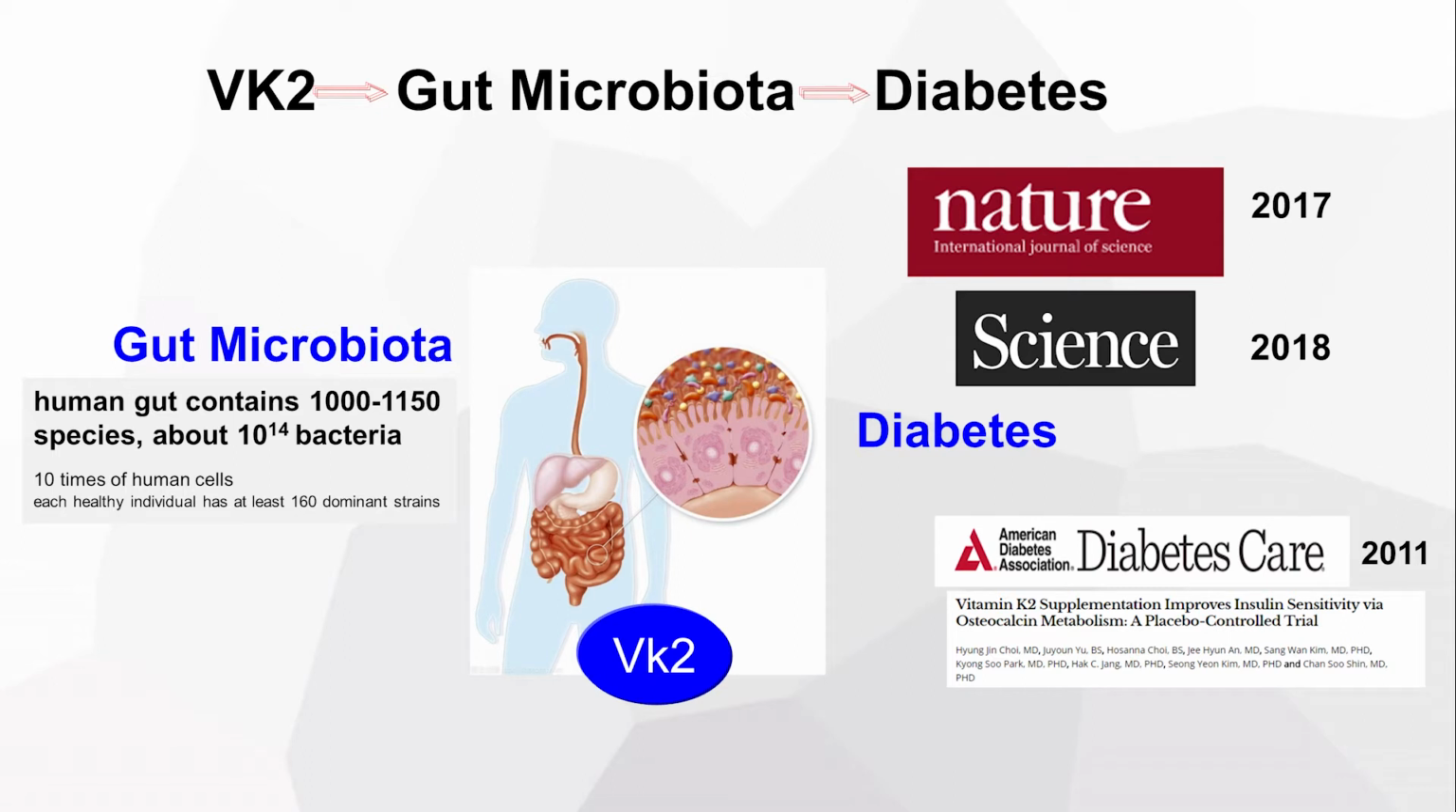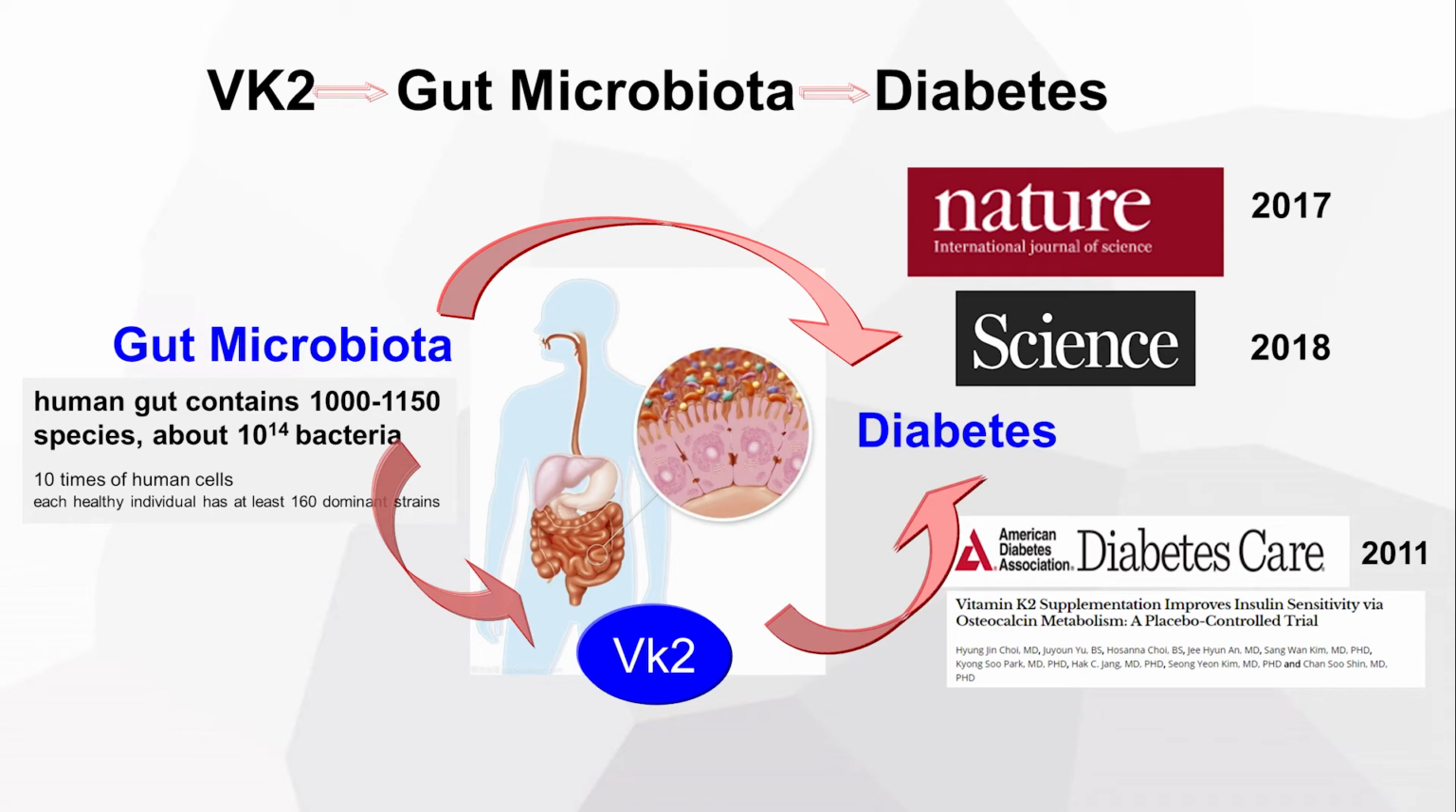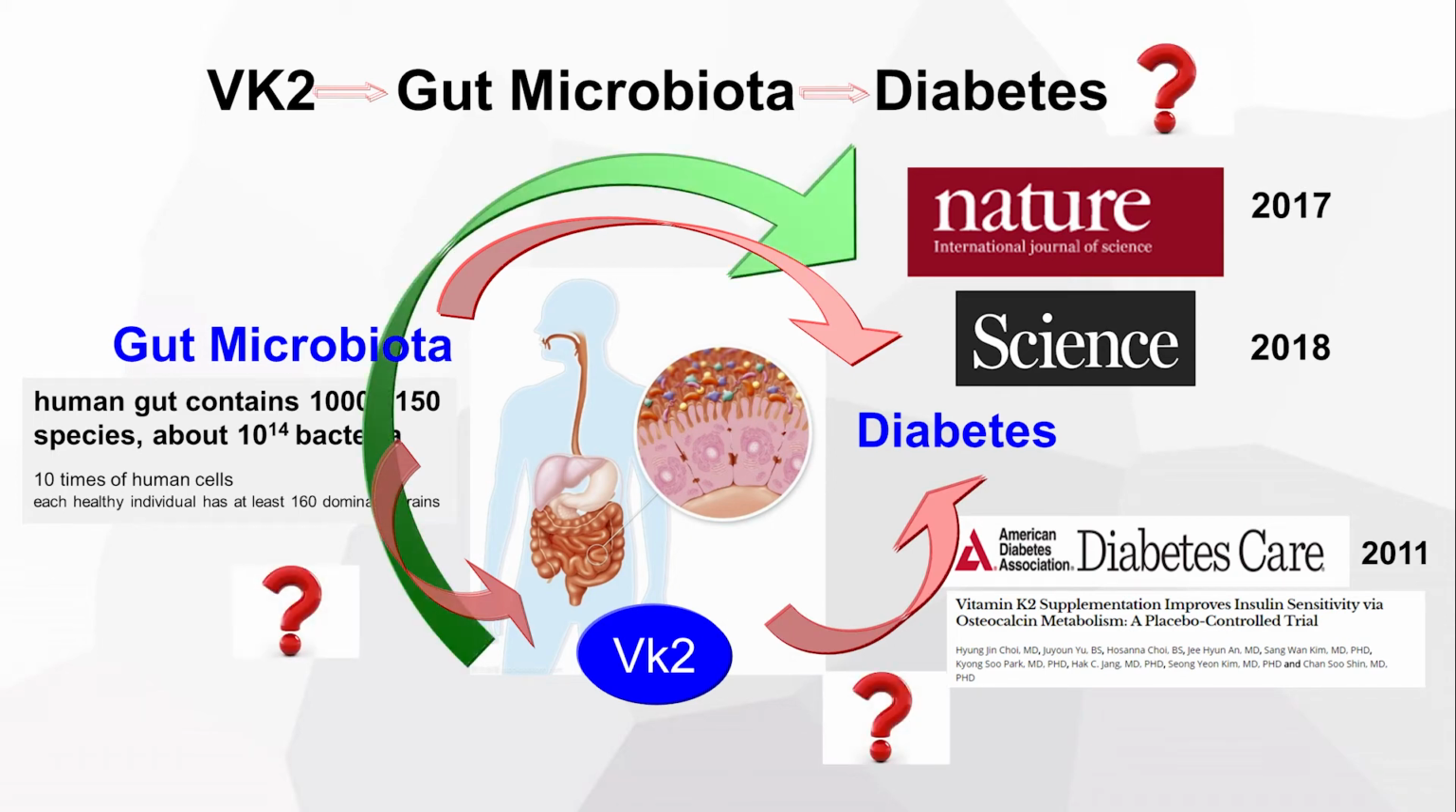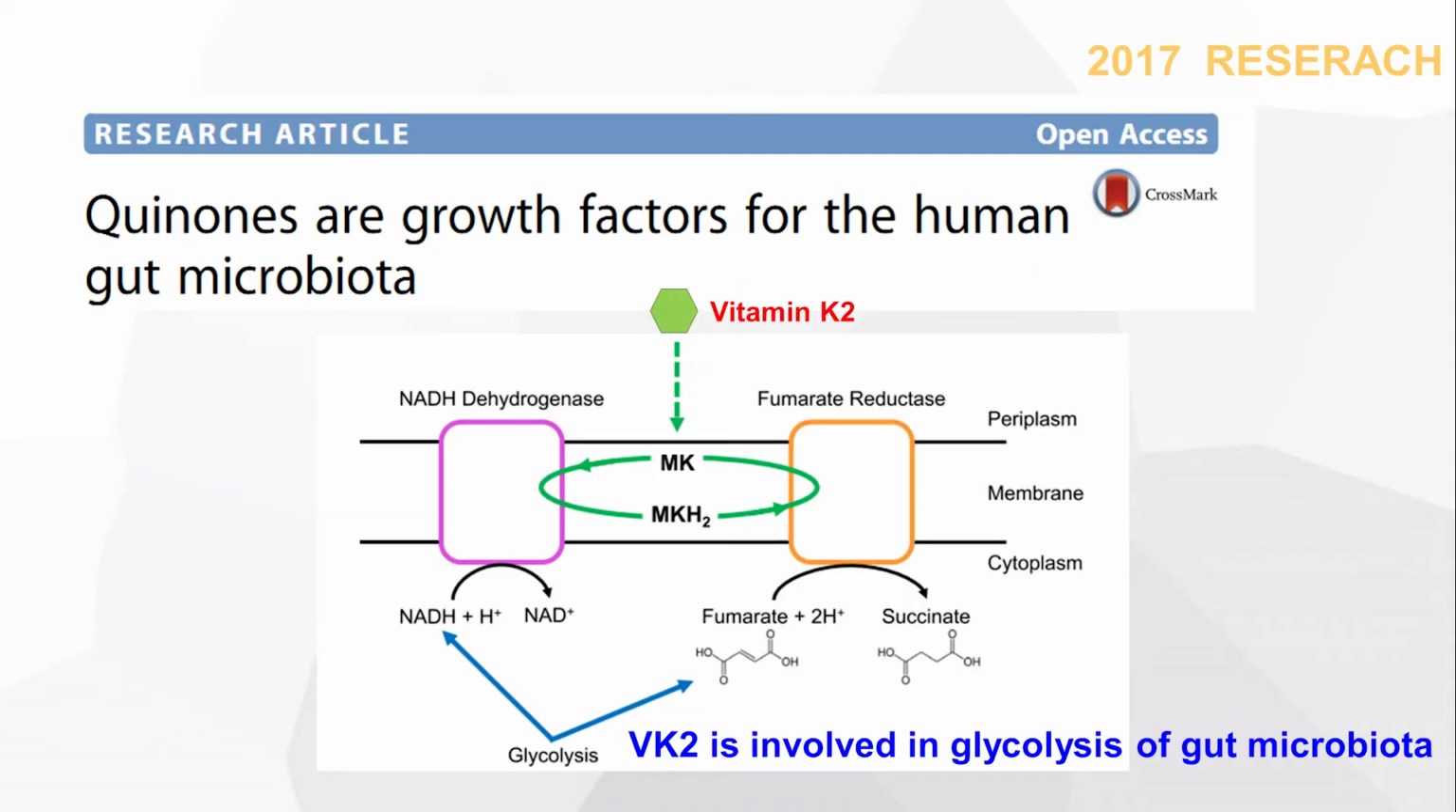The human body contains a rich diversity of intestinal flora, and studies have shown that intestinal flora can influence diabetes. Furthermore, the literature suggests that as vitamin K2 originates from the intestinal flora, vitamin K2 supplementation can improve insulin resistance. With all that in perspective, we formulated the following hypothesis. Could vitamin K2 be used to improve diabetes by altering the intestinal flora? A study demonstrating the involvement of vitamin K2 in glycolysis in the intestinal flora seems to support our hypothesis.